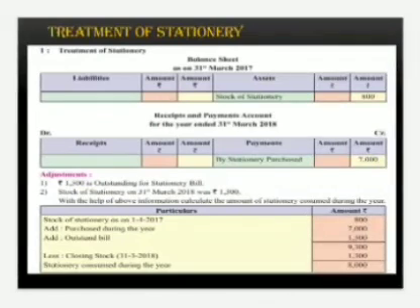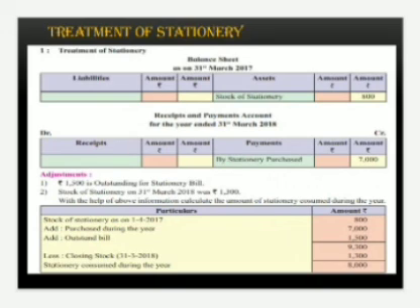Then we will see the treatment of stationery. This is very, very important. See, under the asset side, the stock of stationery is given, here it is 800. On the payment side of the receipts and payments account, new stationery purchased is given as 7,000. And in the adjustments, rupees 1,500 is outstanding for the stationery bill, and the stock of stationery on 31st March 2018 was rupees 1,300. Like this, the information is given.